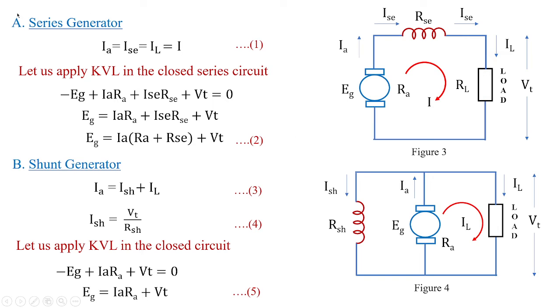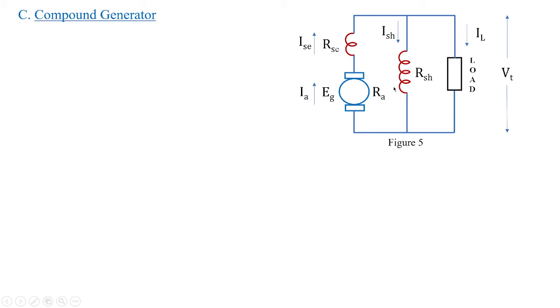Now, based upon this analysis of series and shunt, we can easily estimate the equations for the compound machine, in the name of compound generator. Now, the compound generator is divided into two halves, that is the long as well as the short compound generator. Figure 5 represents the long shunt arrangement, where you can see the machine having its internal resistance connected in series with the series field winding, and this entire series arrangement is connected in parallel to a resistor.